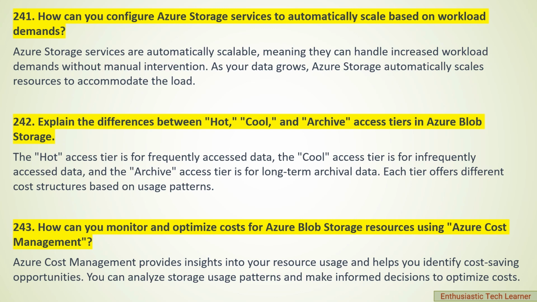Explain the differences between hot, cool, and archive access tiers in Azure Blob Storage. The hot access tier is for frequently accessed data. The cool access tier is for infrequently accessed data, and the archive access tier is for long-term archival data. Each tier offers different cost structures based on usage patterns.